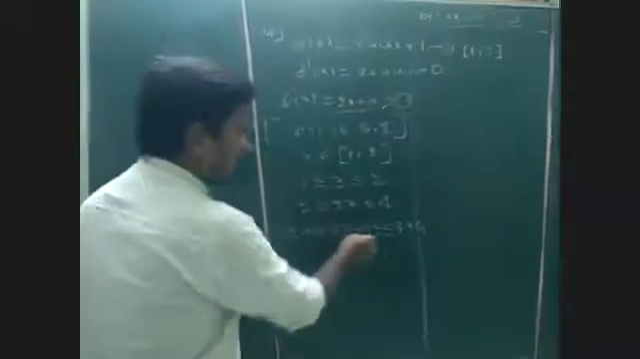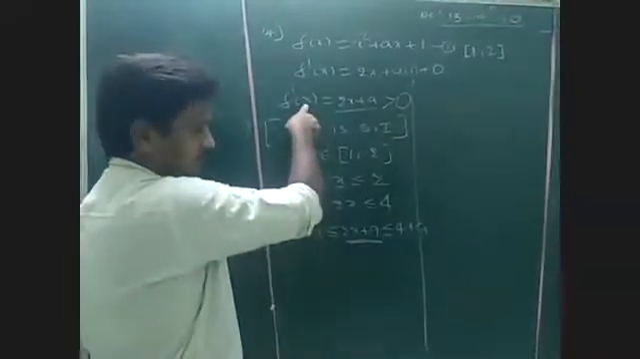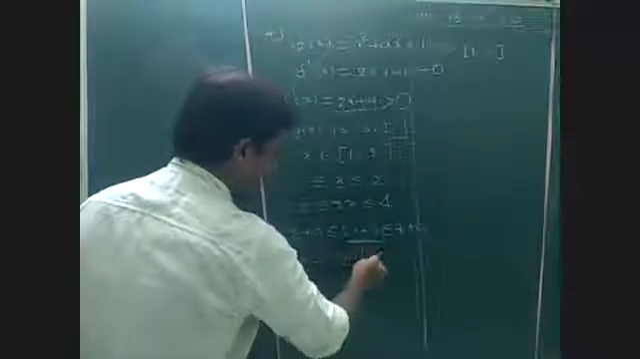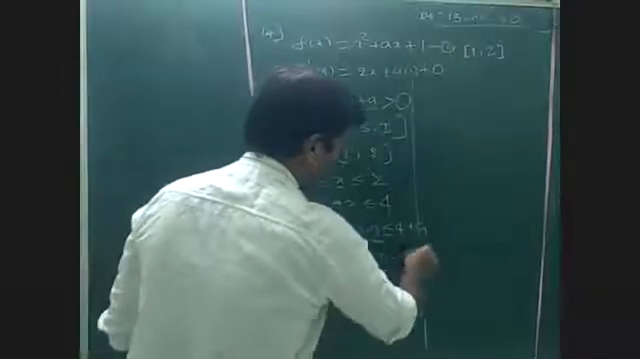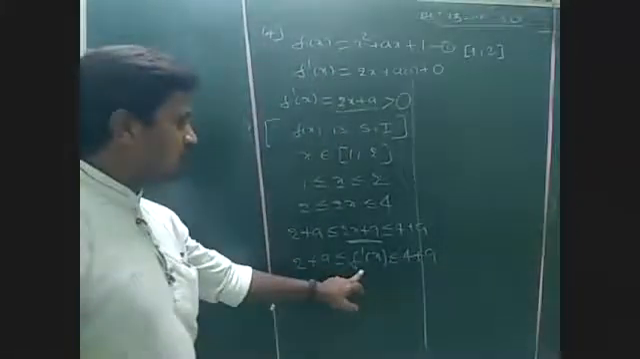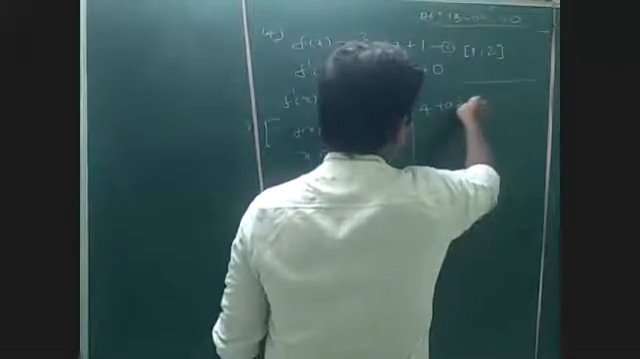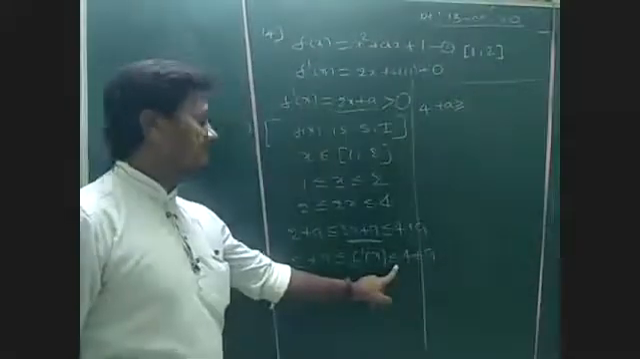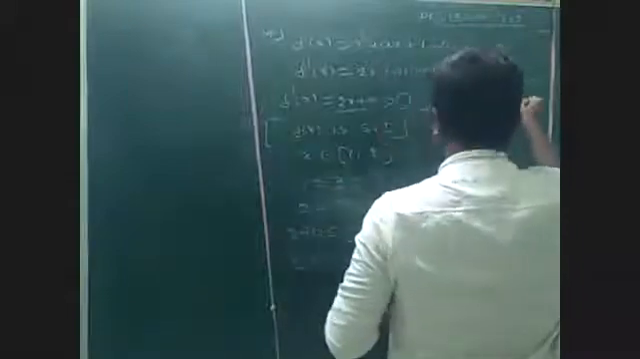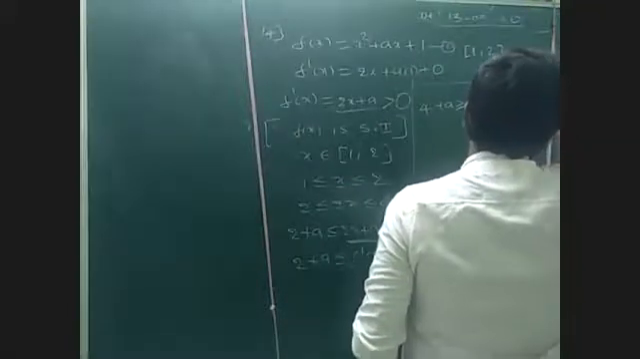Okay, what is this? 2x plus a is f dash. So 2 plus a is less than or equal to f dash of x, which is less than or equal to 4 plus a. But I want to write it in reverse: 4 plus a first, and less than or equal to becomes greater than or equal to. So f dash of x is greater than or equal to 2 plus a.